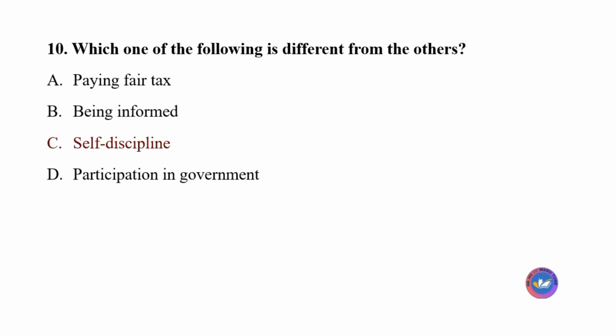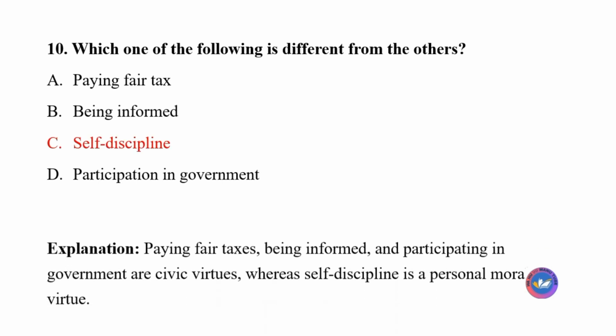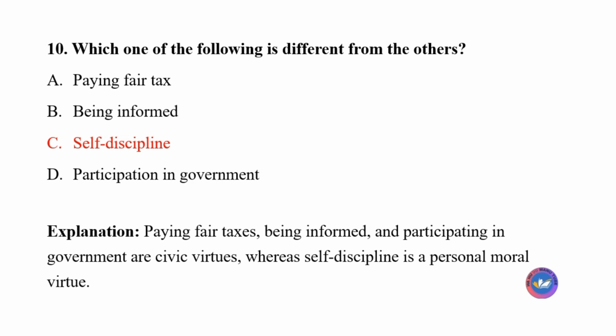The answer is self-discipline. Paying fair tax, being informed, and participating in government are civic virtues, whereas self-discipline is a personal moral virtue.